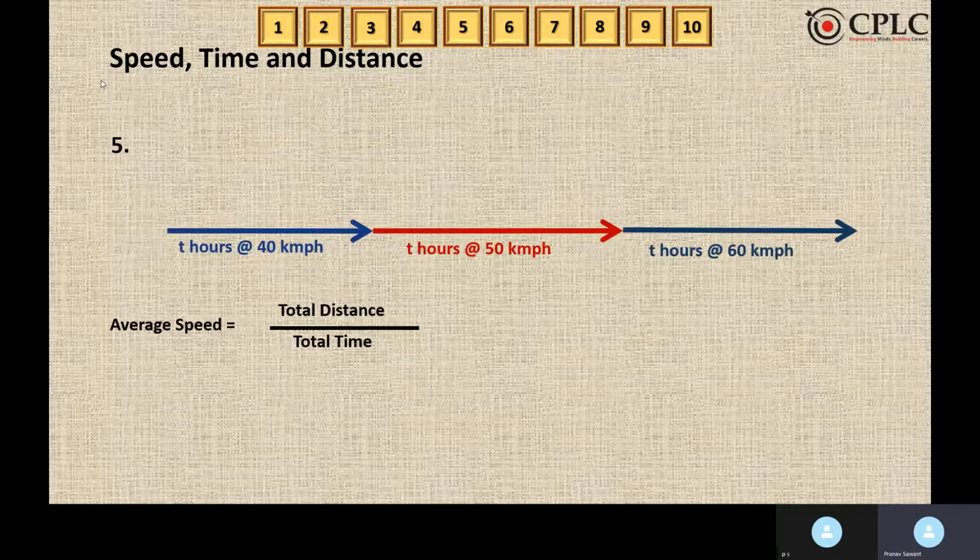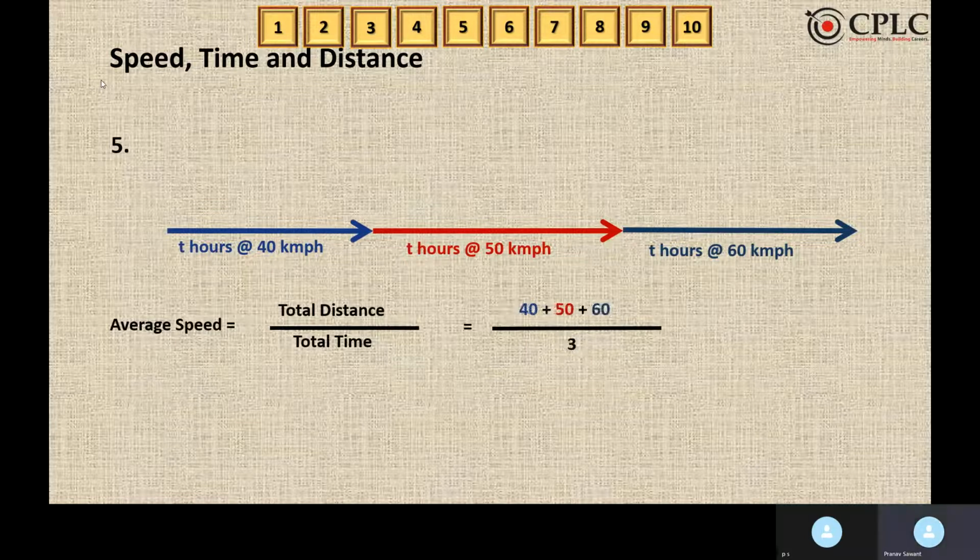The formula of average speed is total distance upon total time. Now we don't have the distance, but we know that distance is equal to speed into time. So the distance would be 40t, 50t, 60t. Time would be t plus t plus t. This will give us 3t. After taking t common from the numerator, we can cancel out t and we'll get this.